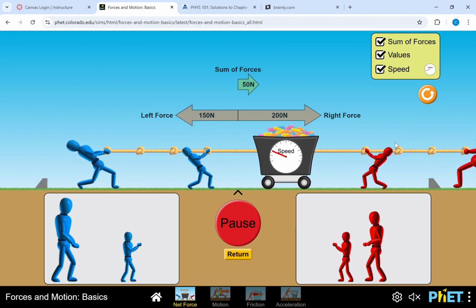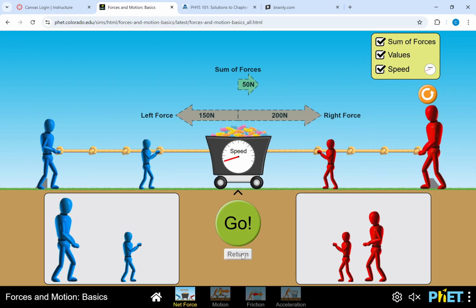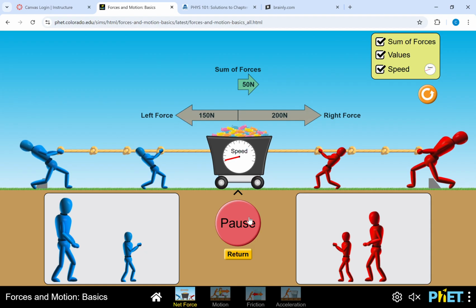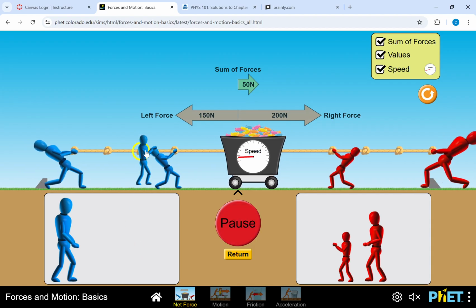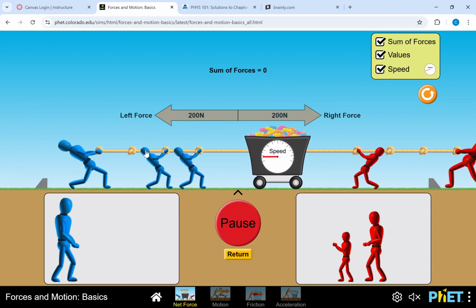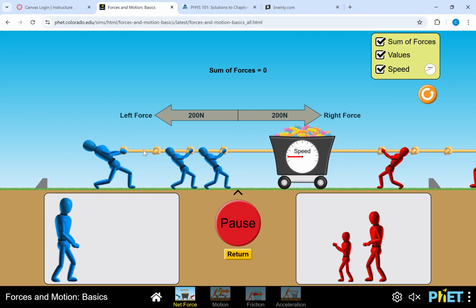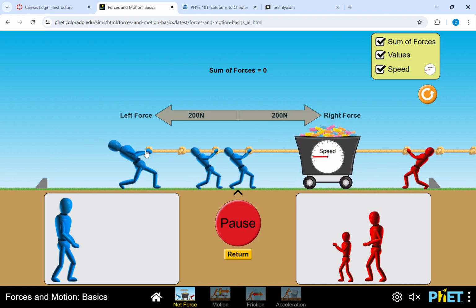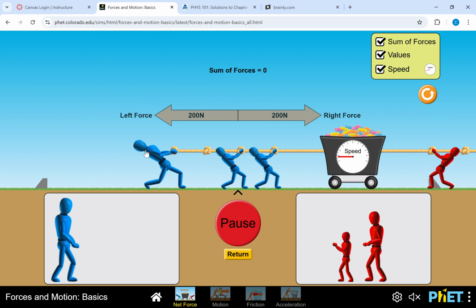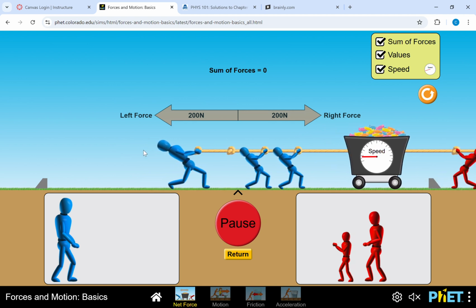In the fourth scenario, if the cart moves towards the red team due to an unbalanced force, and then we balance the forces by adding 50 newtons to the blue team, the net force will be equal to 0. The cart is now experiencing equilibrium because it is moving at a constant speed with an acceleration of 0.